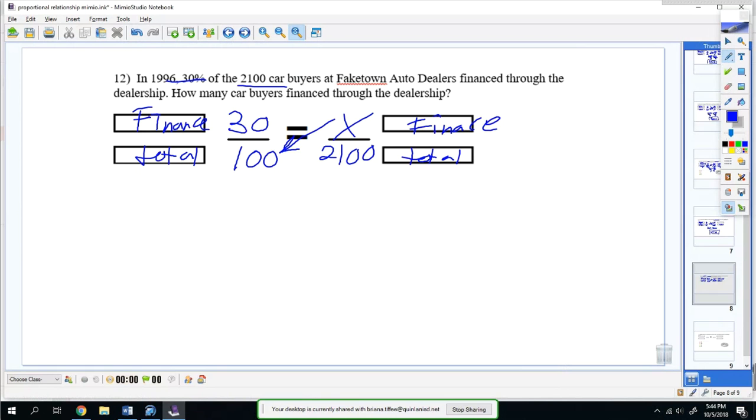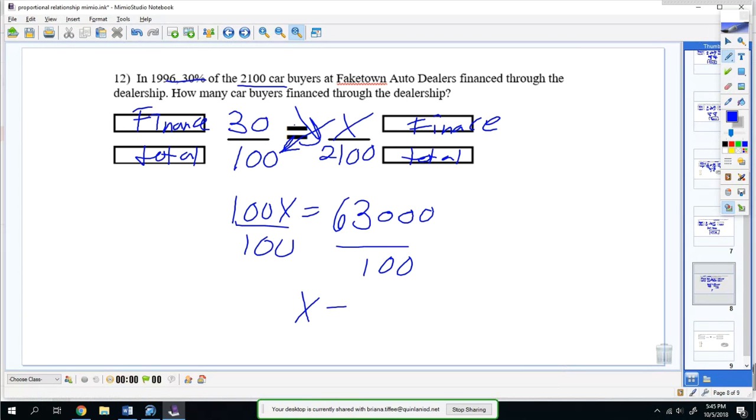Remember, when you finance a car, you're going to get an auto loan, which is a liability. So you're going to do x times 100, which is 100x. And then 30 times 2,100, which is 63,000. So now you're going to divide by 100. You get x is equal to 630. So about 630 people actually financed through Fake Town Auto Dealership.